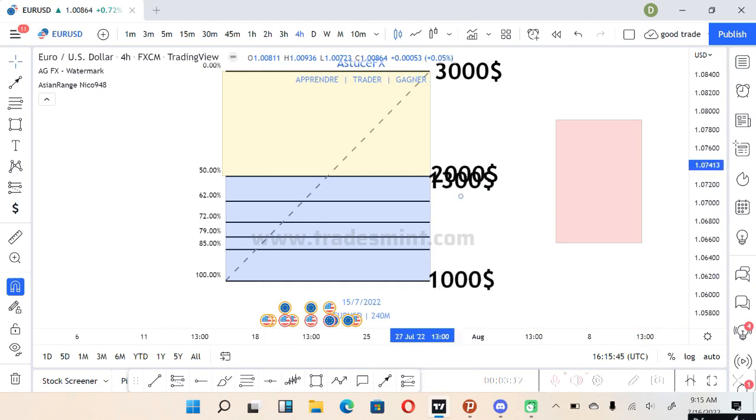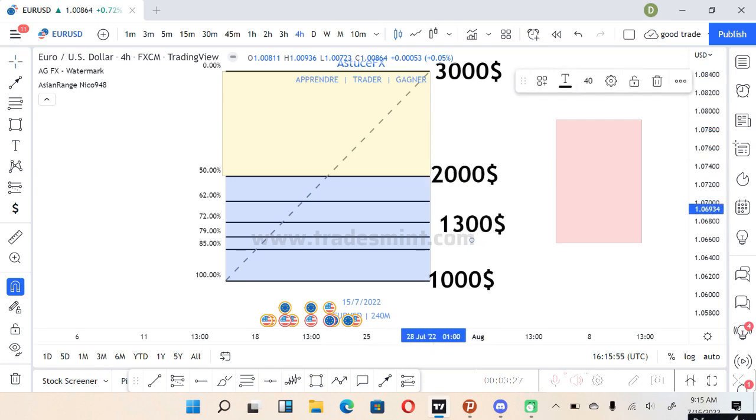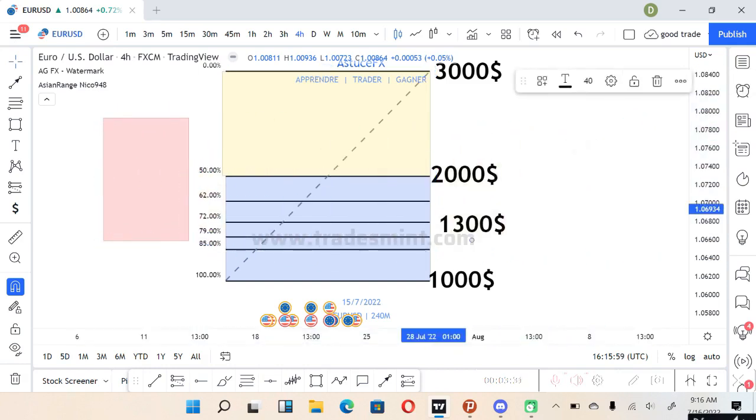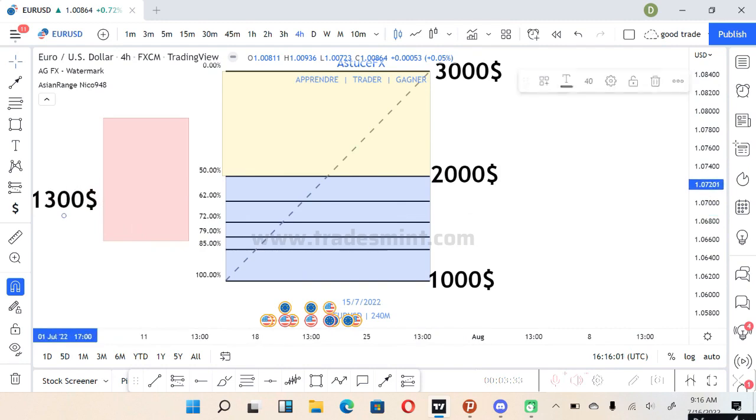From the 1,000 to the 2,000, that's where you are looking to buy your iPhone. If price goes above the 2,000 or the 3,000, then you can't buy it because it's too expensive for you. So it's the same thing as Forex. This is the case where you want to buy. The case where you want to sell: let's say you bought at 1,000 and 1,300. Now you want to sell.